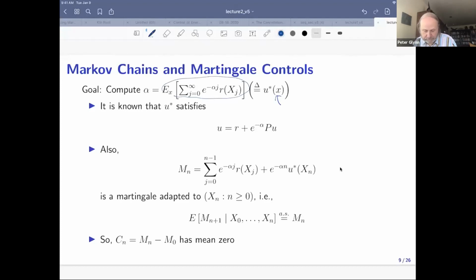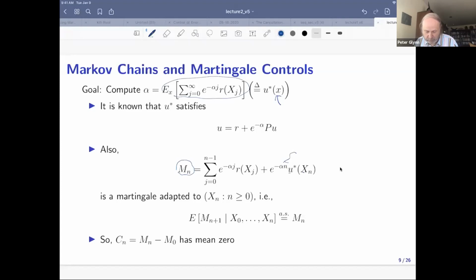Now, it turns out that this random variable M_n, if I look at this as a function of n, is basically the sum of the discounted rewards up to time n minus 1 plus a discounted down version of u star of X_n, and u star of X_n is basically the cost to go, or the reward to go from the random state X_n that we're in at time n. And this M_n turns out to be a Martingale. So what is a Martingale?